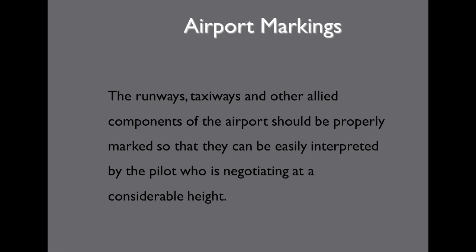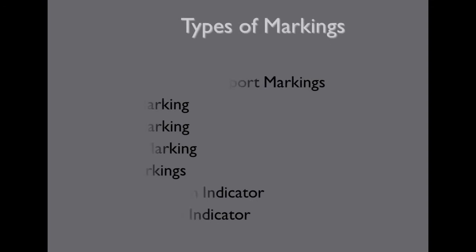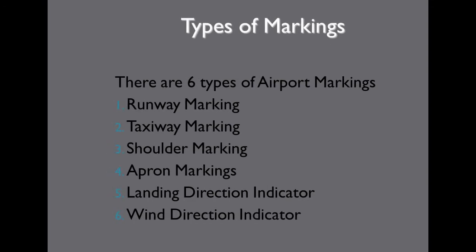The runways, taxiways and other allied components of the airport should be properly marked so that they can be easily interpreted by the pilot who is negotiating at a considerable height. So there are different types of markings like runway marking, taxiway, shoulder, apron, landing direction, wind direction indicator. Out of these 6, runway and taxiway marking are included in the syllabus.